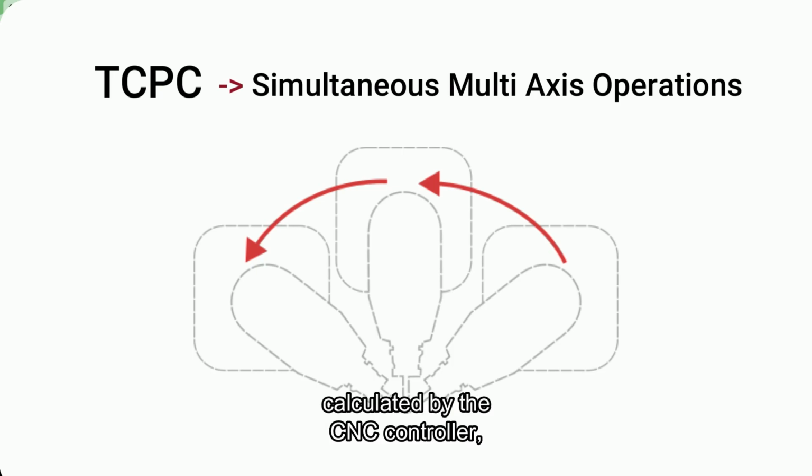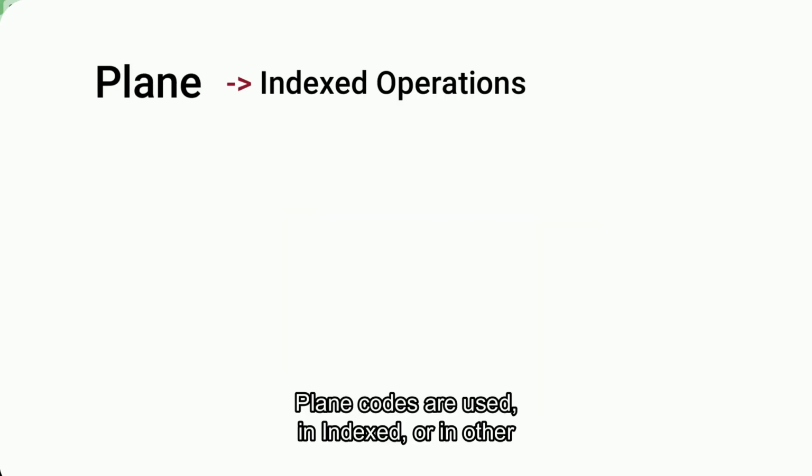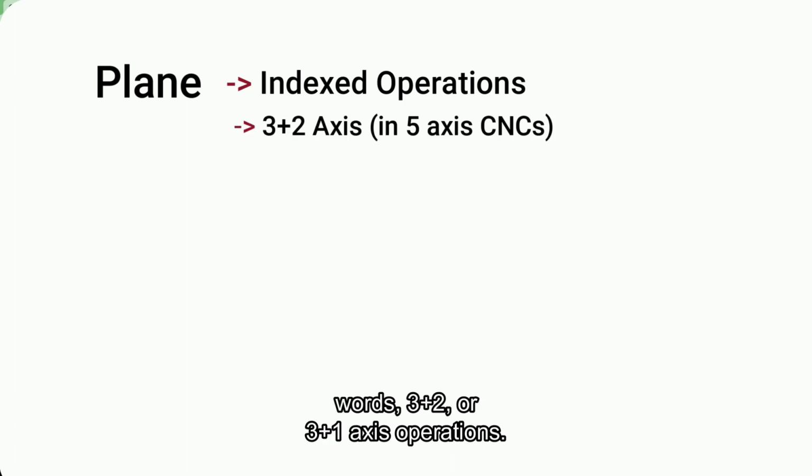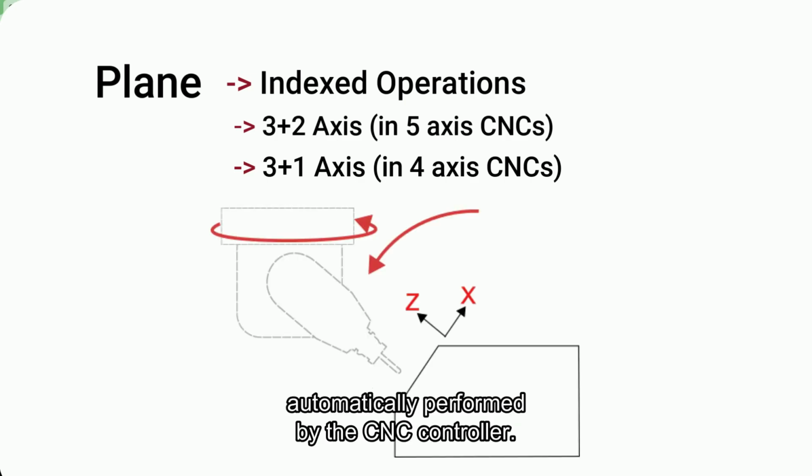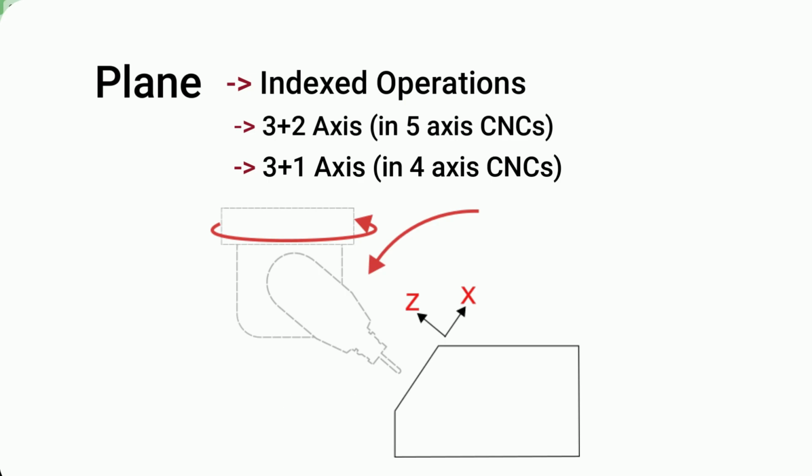TCPC code is used in simultaneous multi-axis operations, and when you activate this code, tool center point is automatically calculated by the CNC controller at each rotary axis change. Plain codes are used in indexed, or in other words, 3+2 or 3+1 axis operations. And when you activate them, correct plane and axis rotations are automatically performed by the CNC controller.